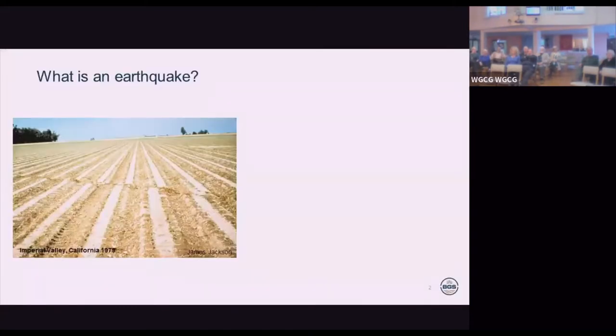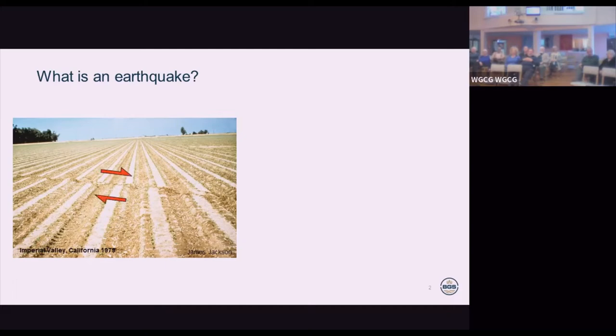So first, really quickly, in just a couple of slides, quick 101, what is an earthquake? An earthquake, quite simply, is the sudden release of energy in the ground, usually along big fractures called faults. And what usually happens is the ground moves in that earthquake. The energy makes the ground move, and you see, sometimes, slip on the surface.